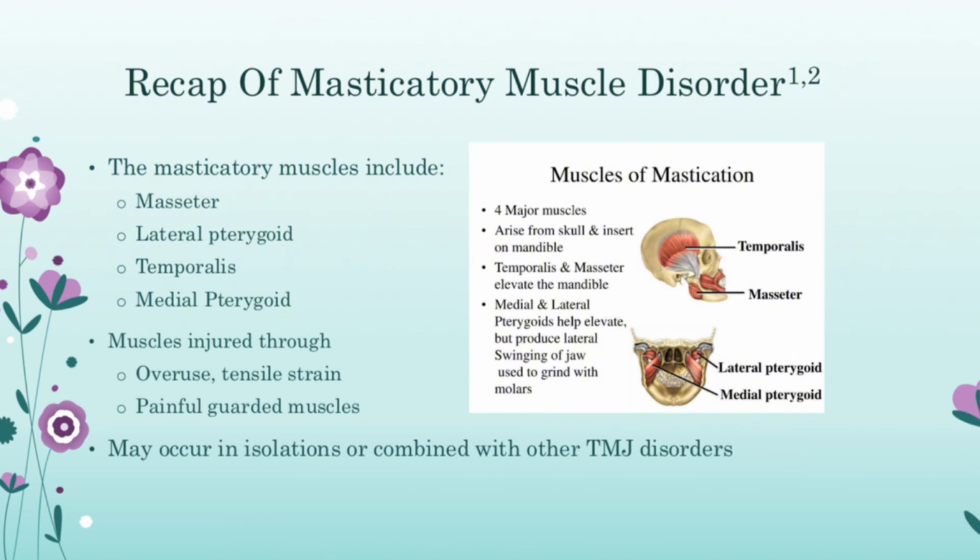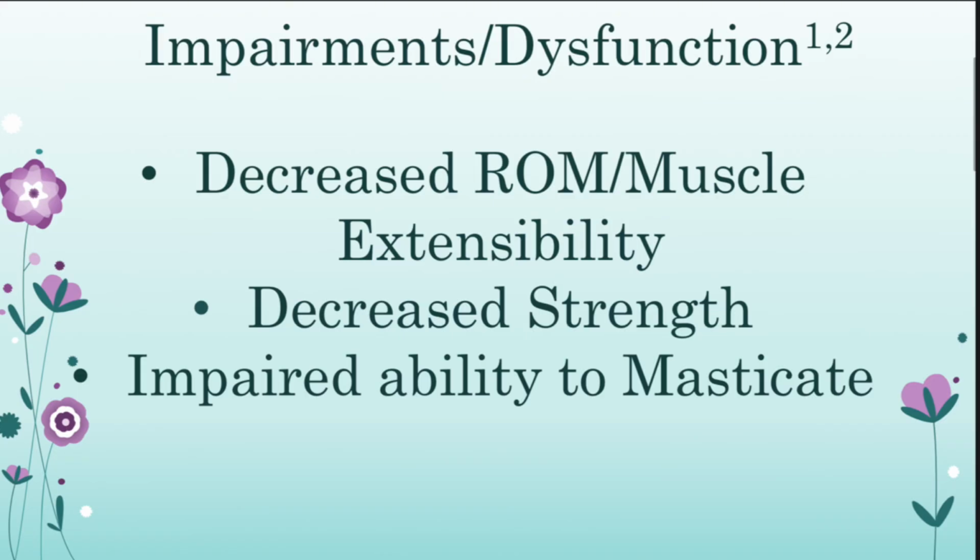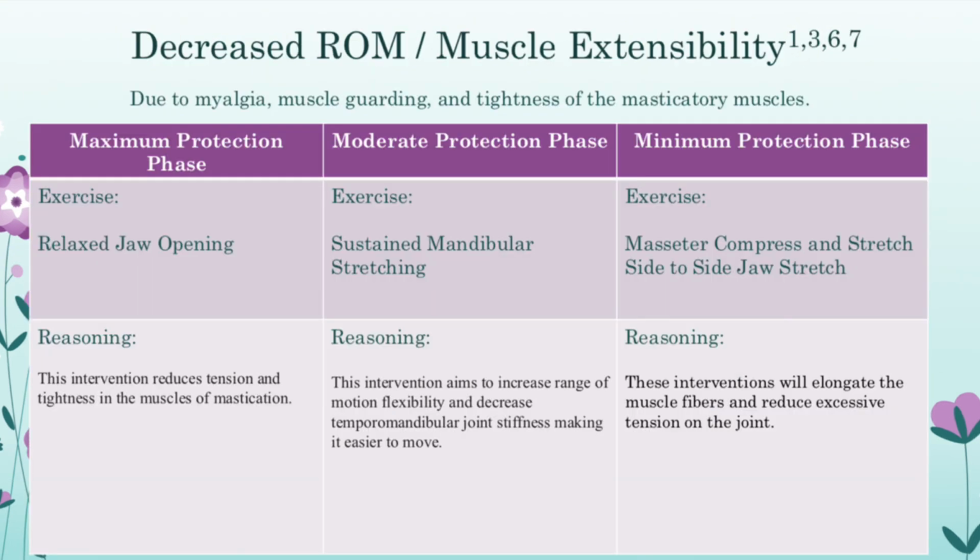We know that this disorder usually comes from overuse, tensile strain, guarding, and different parafunctional behaviors like chewing gum, chewing on straws and pins, and things like that. The impairments that we decided to do were decreased range of motion or muscle extensibility, decreased strength, and impaired ability to masticate.